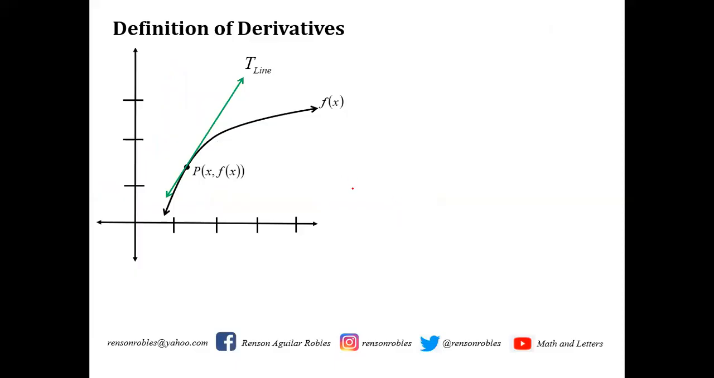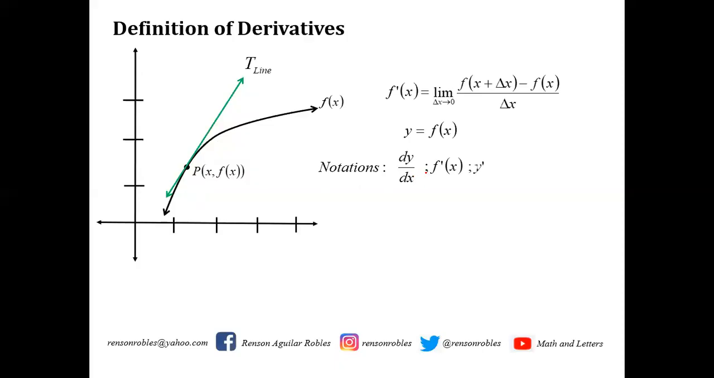So technically, the definition of the derivative lies on the slope of the tangent line. If we want to get the derivative of this curve f of x, we shall consider the equation of the slope of this tangent line, and that is given by the limit of f of x plus delta x minus f of x all over delta x as delta x approaches 0. And this describes the derivative of f of x, denoted by f prime of x. We shall be using the following notation. If y equals f of x, then the notations dy/dx, f prime of x, and y prime all denote the derivative of y equals f of x.